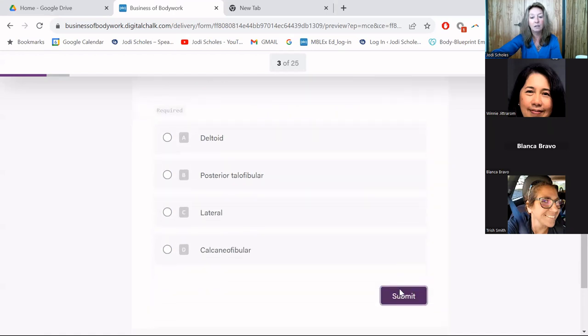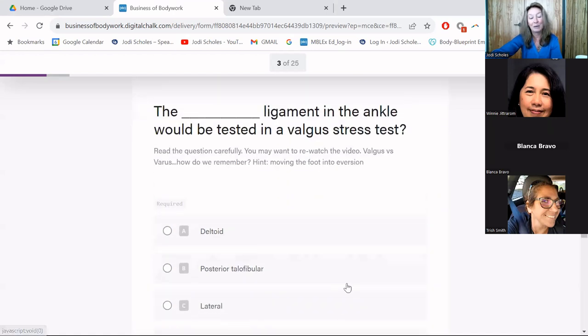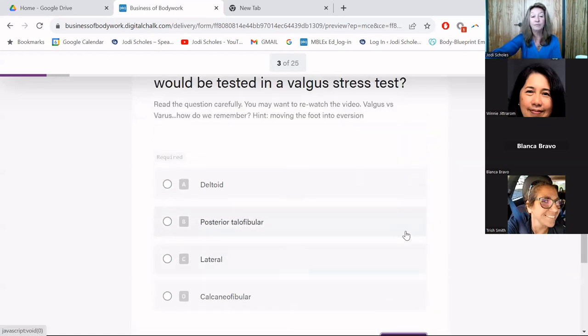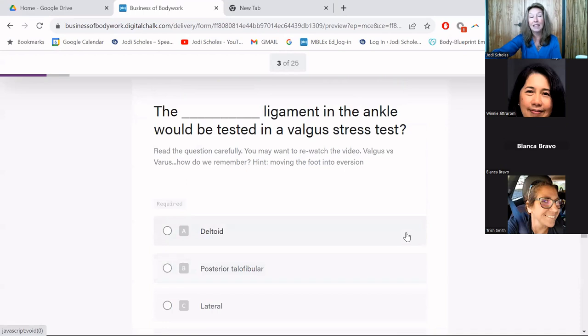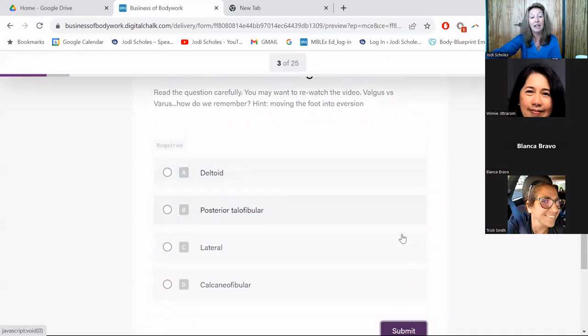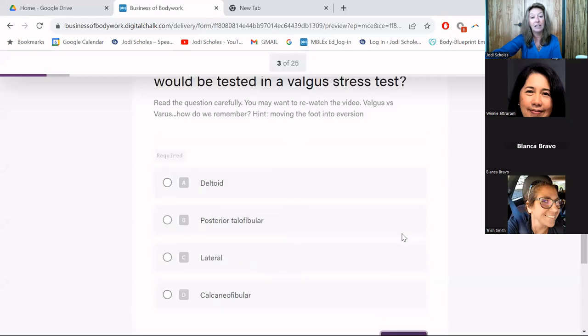Oh, let's skip this one. All right, we won't skip it. We didn't talk about it today, but we won't skip it. The blank ligament in the ankle would be tested in a valgus stress test. You may want to watch the video on the valgus and varus stress test of the ankle. The deltoid ligament is on the inside. The lateral ligament is on the outside.